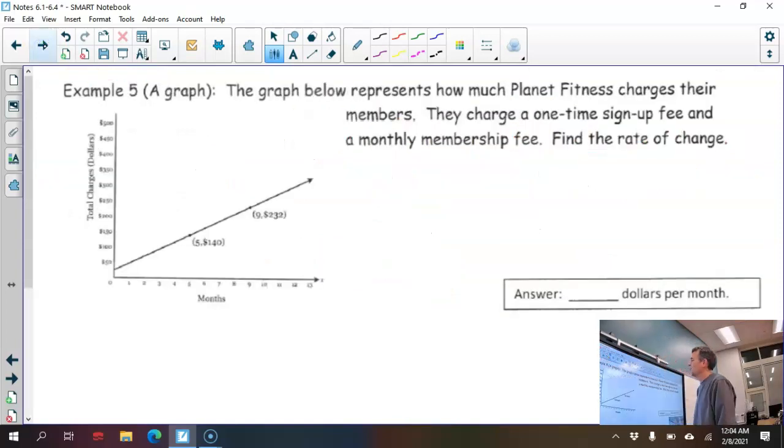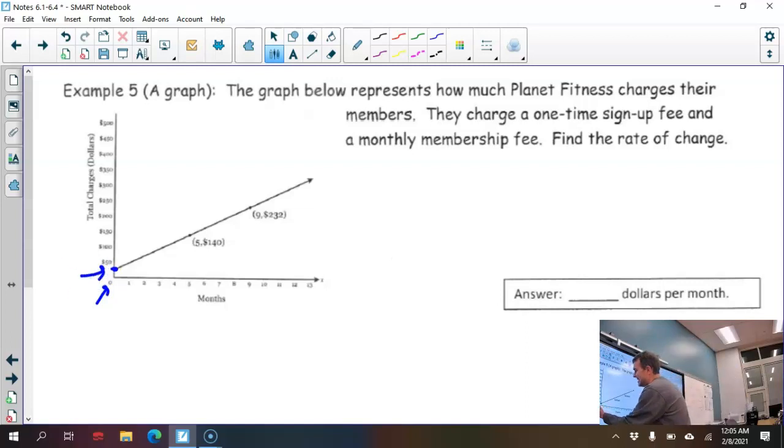All right, I've got one more, and it's a graph. Now, let's see. The graph below represents how much Planet Fitness charges their members. They charge a one-time sign-up fee and a monthly membership fee. Okay, so here's the thing about a graph. This graph does not go through 0, 0. There is that one-time fee they charge to start, right?